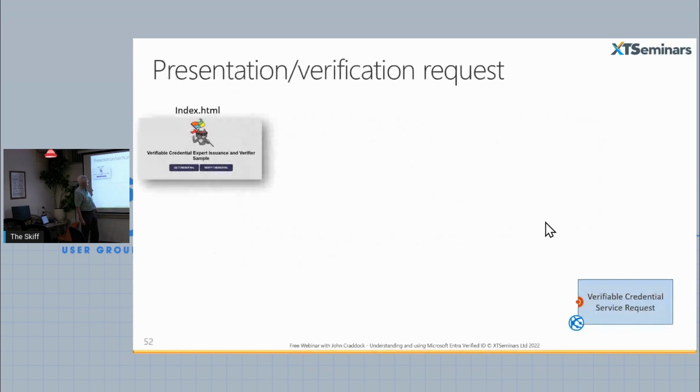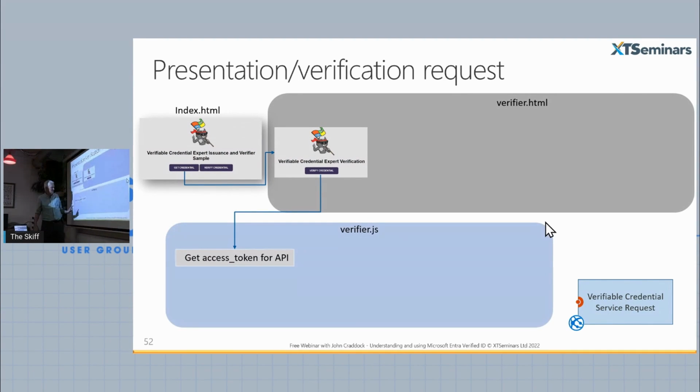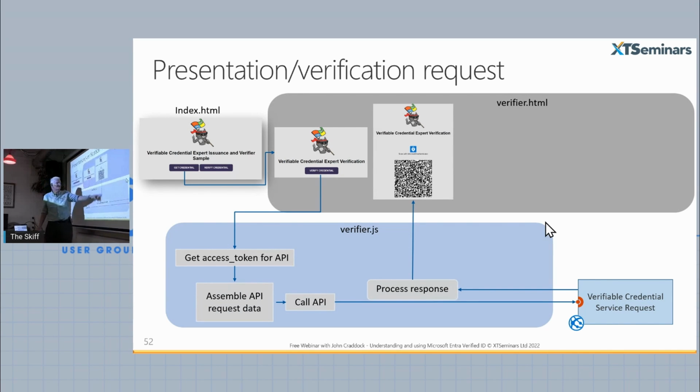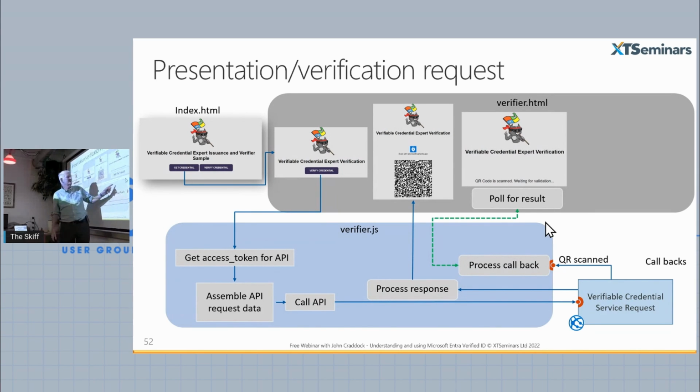When it comes to verifying, we've got the verification service, again very similar: verified credential, get the token, assemble the data, call the API, and then sit there and wait for the response. So now display the QR code. This is for presenting a credential. And then we're polling for results. As soon as it realizes the QR code has been scanned, we're getting the result back.